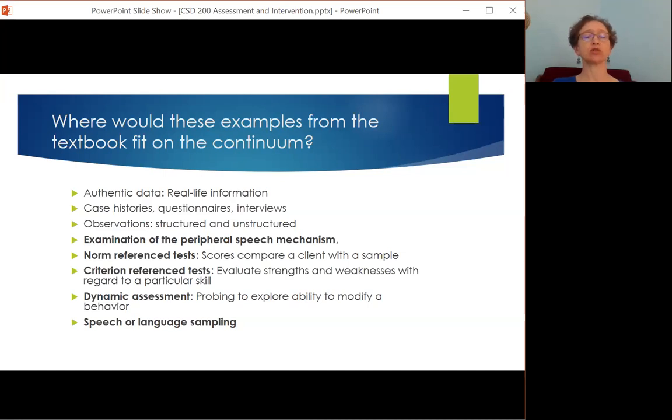Things like case histories, questionnaires, and interviews are still quite naturalistic, but there's some structure built in there that is one step removed from normal day-to-day communication. Let's skip down to norm reference tests. Standardized tests are designed so that they're delivered exactly the same way to each person, and that's really important. They need to be delivered that way so that we can compare the performance of the person we're working with to a large sample of their peers, and that helps us with our interpretation. That is the most structured kind of tool.